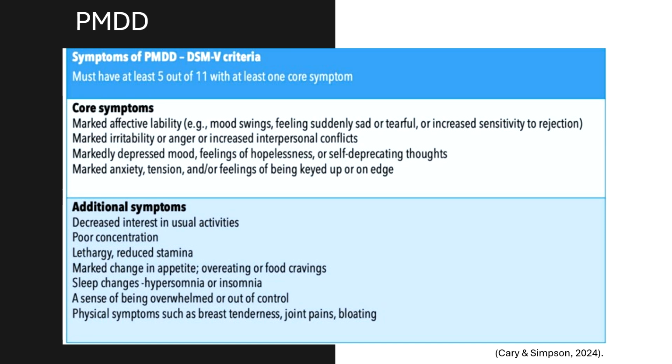PMDD is not just feeling more moody or grumpy. Remember, it has to have severe disruptions, and it can have devastating outcomes. Those with PMDD are known to have thoughts of suicide to the point that 15% of people with this diagnosis have attempted suicide at one point.